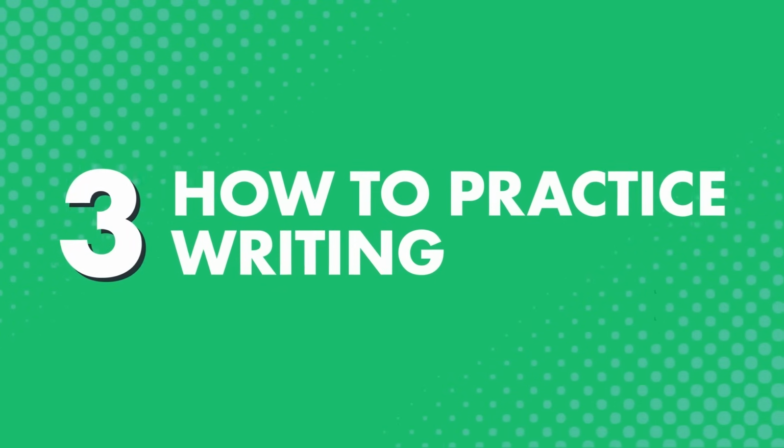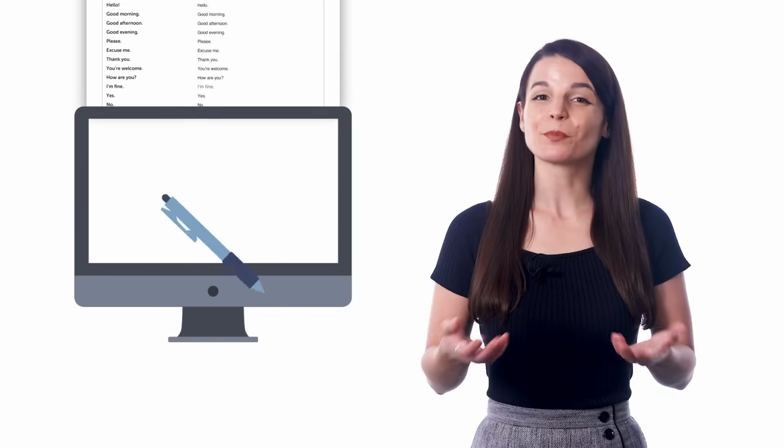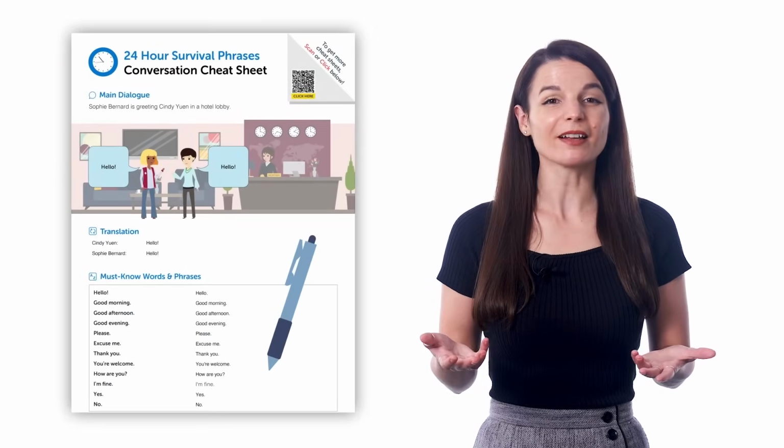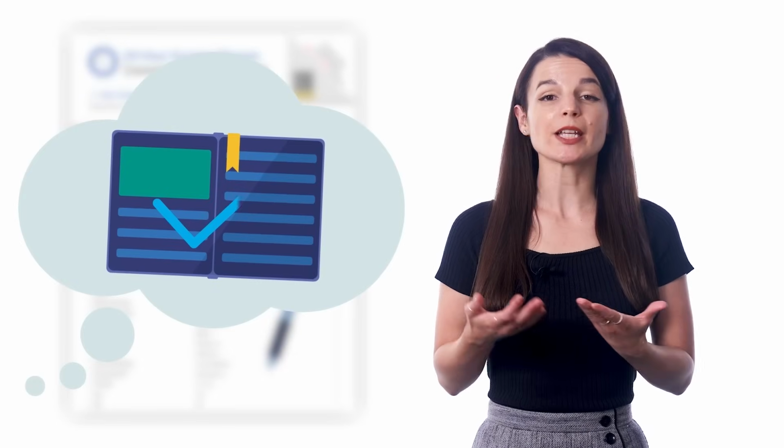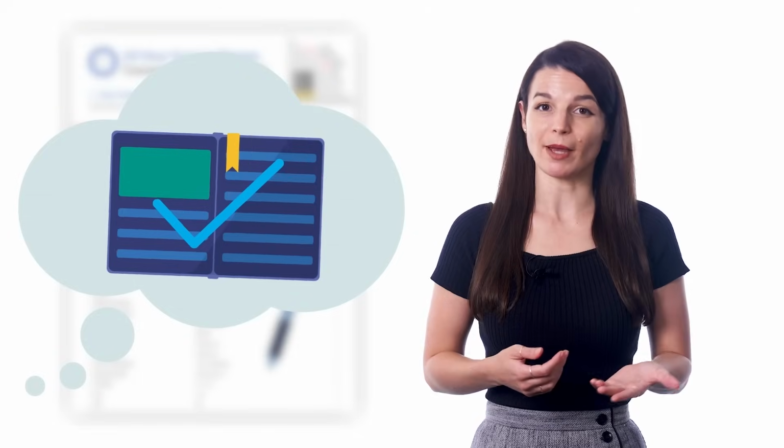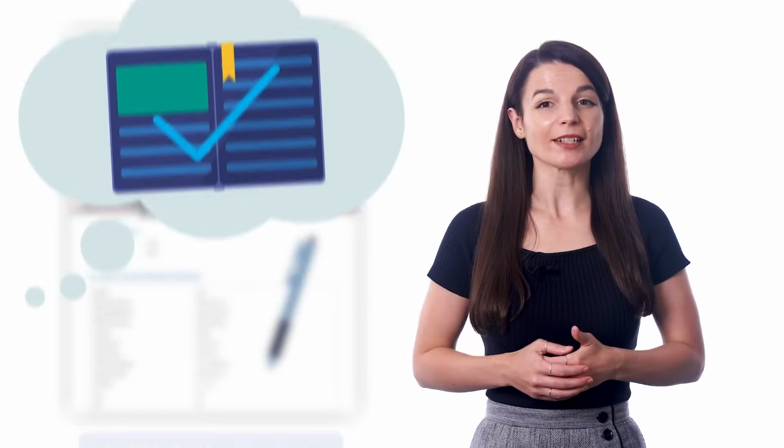3. How to practice writing. The easiest way to practice writing is to simply copy out the words on the cheat sheet into a notebook. You can also print out the cheat sheets and write on them directly. And as a bonus, you get to remember all of the words and phrases better. Whichever skill you want to practice, be sure to do it a few times a day every day for the language to really stick. Or just use the cheat sheets to cheat and get the must-know words for a topic you want to talk about.